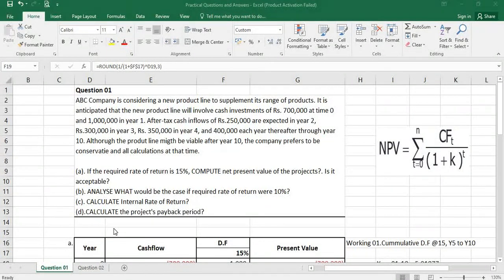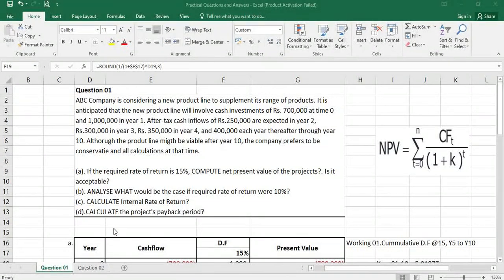Then after-tax cash flows of 250,000 are expected in year 2, year 3 300,000, year 4 350,000. After year 4, again you have a cash inflow of 400,000 each year up to year 10. From year 5 onwards up to year 10, you have the same amount of cash inflow.